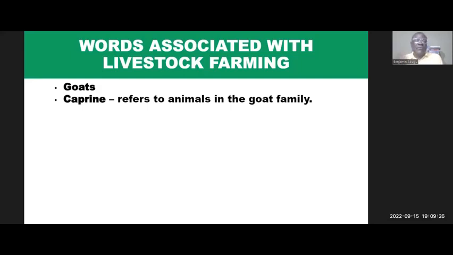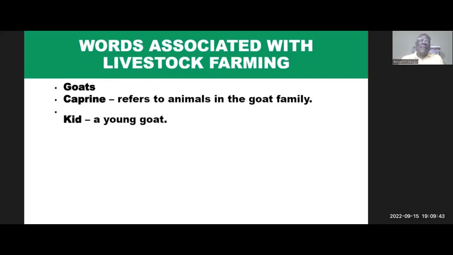Okay, so now words associated with livestock farming continues, and we want to look at goats. Now, the one we call caprine refers to animals in the goat family. That's the scientific name, if you like, or the general name, for the animals in the goat family. Generally, they are called caprine.